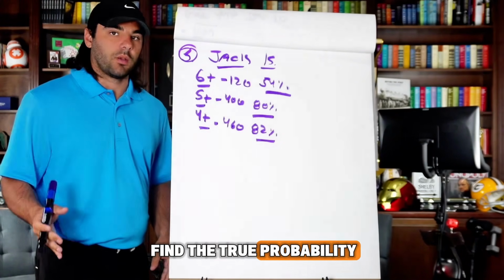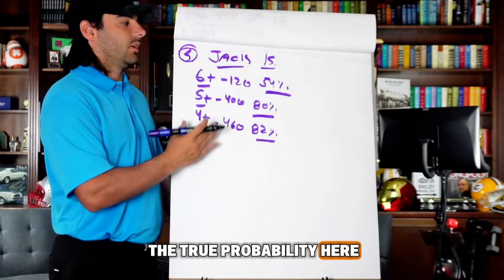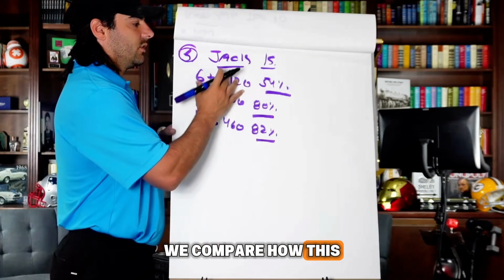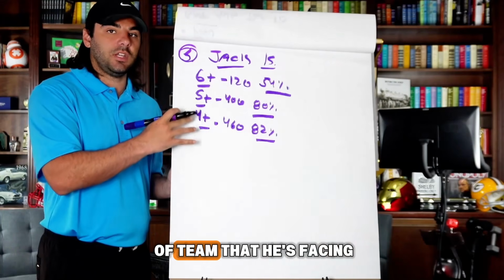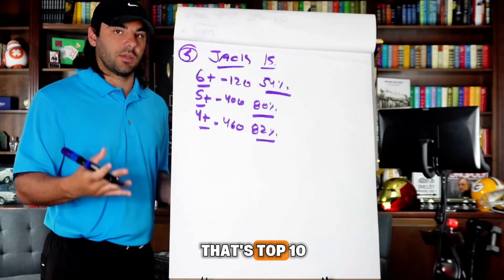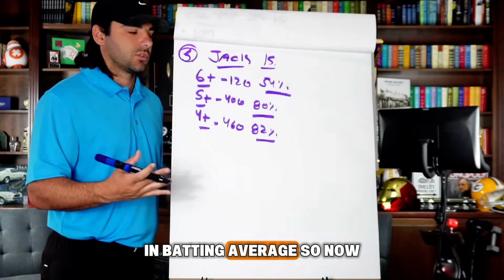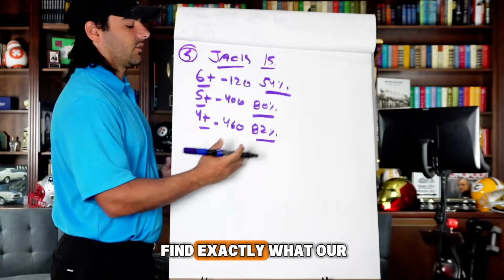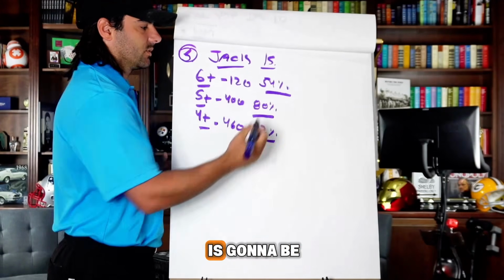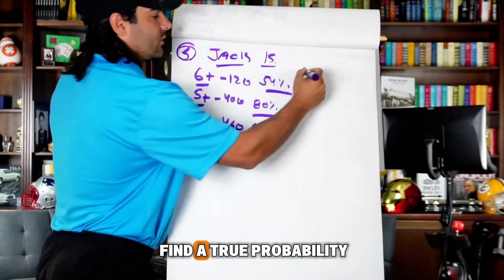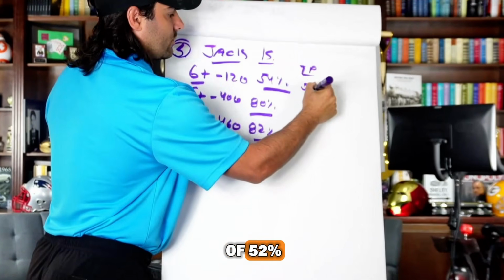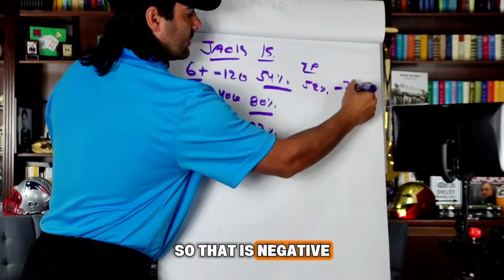Now we need to find the true probability. How we find the true probability is we compare how this pitcher has done against the exact type of team he's facing, which is a team that's top 10 in batting average. So now let's go through and find exactly what our true probability of this matchup is going to be and where our edge actually lies. At 6 plus, we find a true probability of 52%. So that is negative 2%.